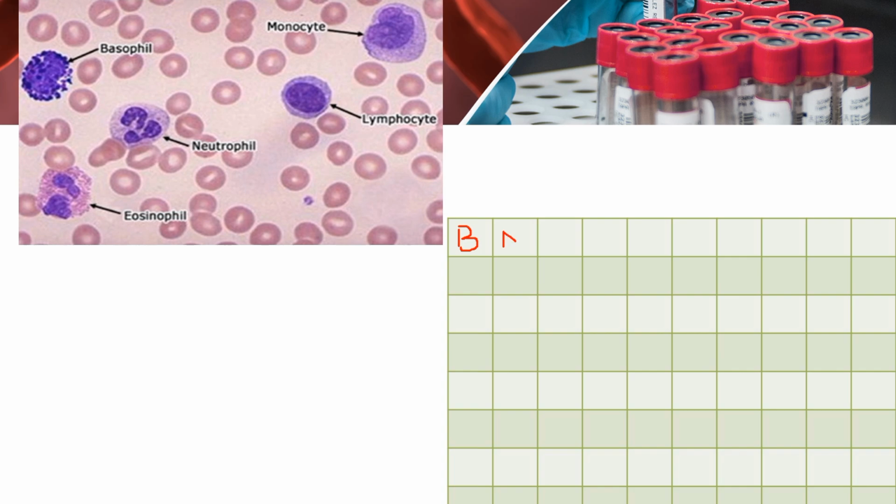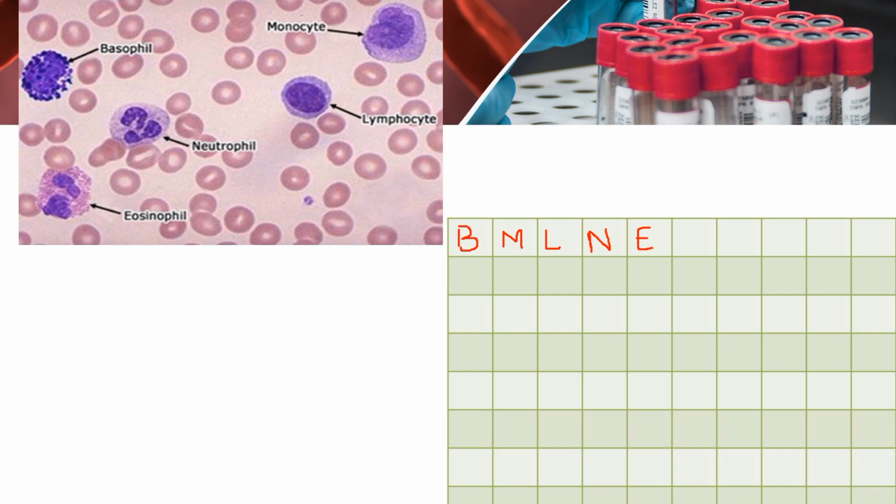M for monocyte in second square, L for lymphocyte in third square, N for neutrophil in fourth square, and E for eosinophil in fifth square. Now you have mentioned all types of white blood cells that you can see in this field. Now what you are going to do, you are going to change your field.